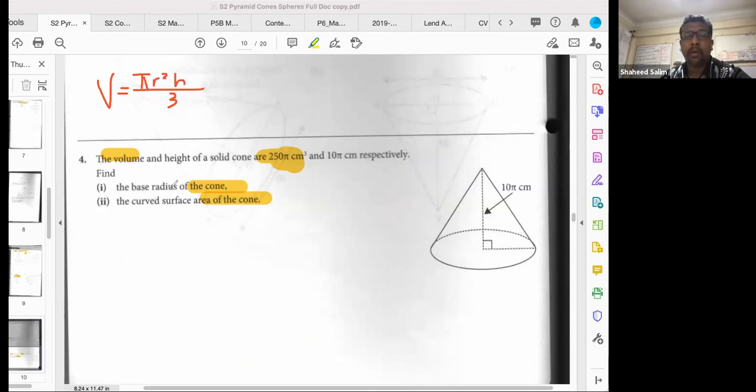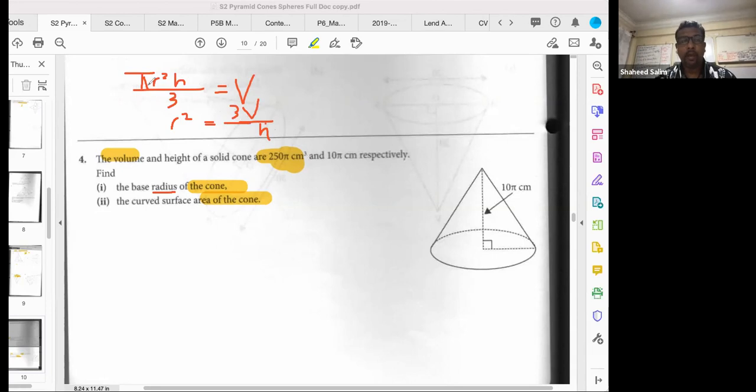They want me to find r, so I need to know what is r. Let me just rewrite this. I put it like just now. This is V. This one is pi, right? So now I need to have r on this side. Let me put r squared first. I push the h down, so V over h. I push the 3 up, 3V. I push the pi down. So r squared is equal to this. So I put in the value.